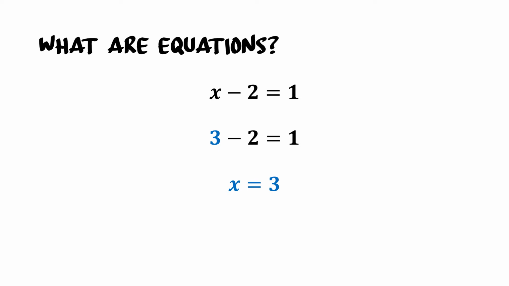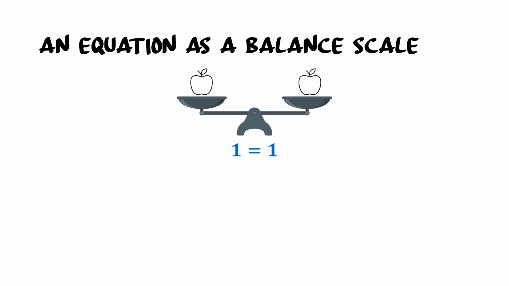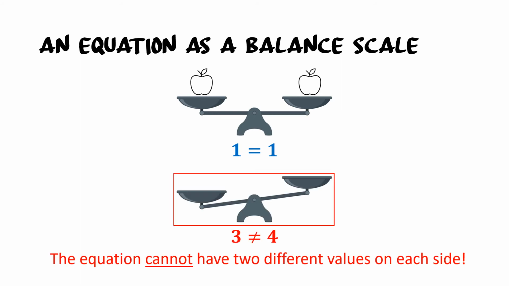We will discuss a more formal way of doing this for more complex equations, but it's still a good idea to understand this basic concept. So I want you to think of an equation like a balance scale, so that both sides of the scale must always be in balance. The equation can never have one side be a different value than the other.